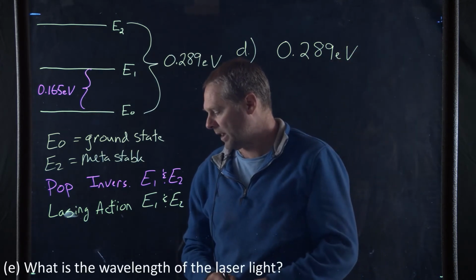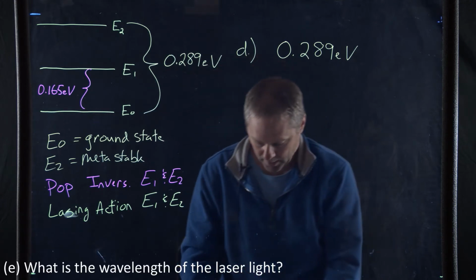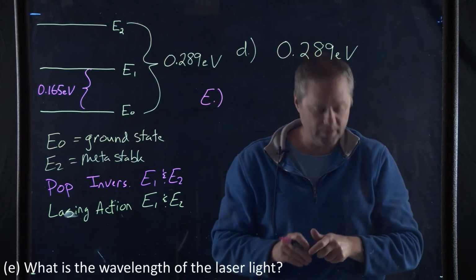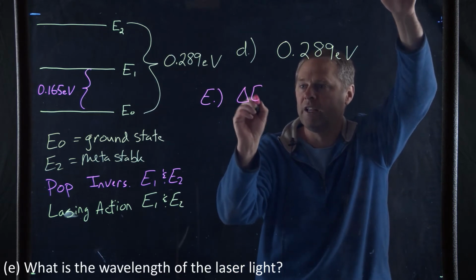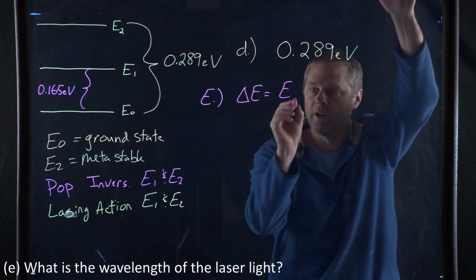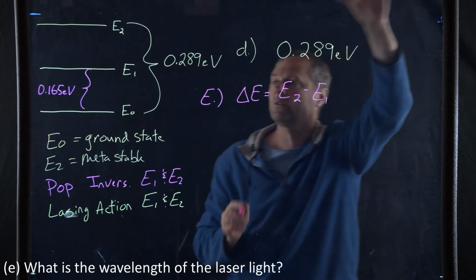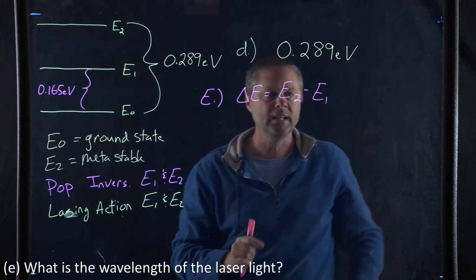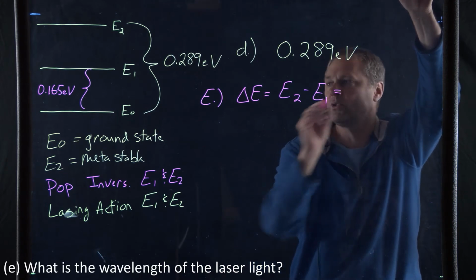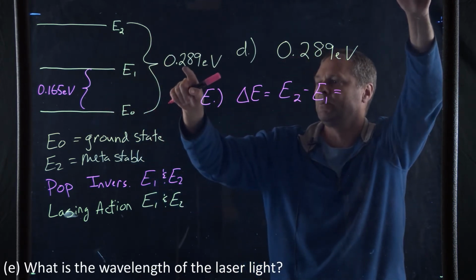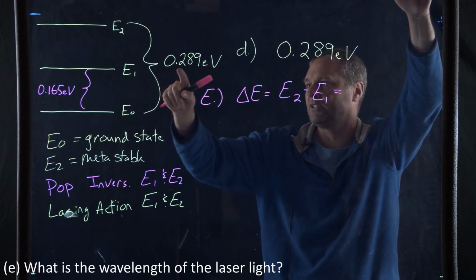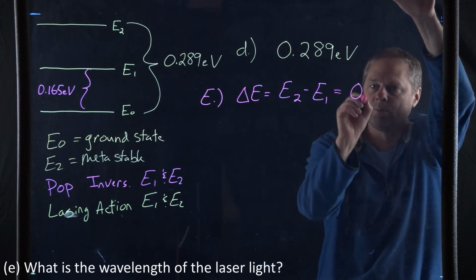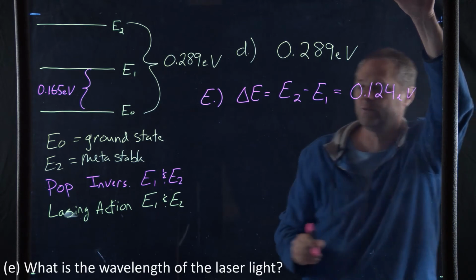Now E asks, what wavelength of laser light will be produced? So for E, we want to come up with the wavelength of light. And for that, we have to look at a change in energy, which is going to be equal to E2 minus E1. The reason we're choosing E1 as opposed to E0 is because the lasing action is going to occur between E1 and E2. And that is equal to 0.289 minus 0.165, which gets us to 0.124 electron volts.